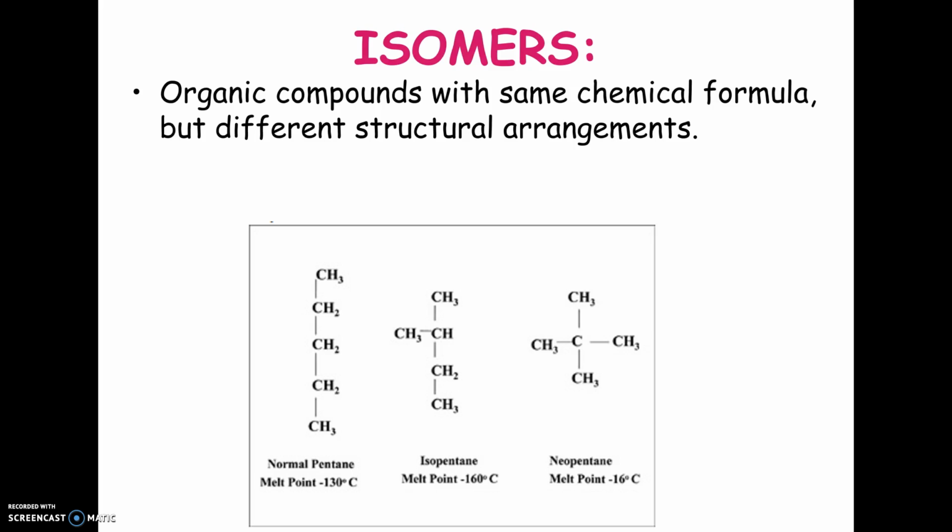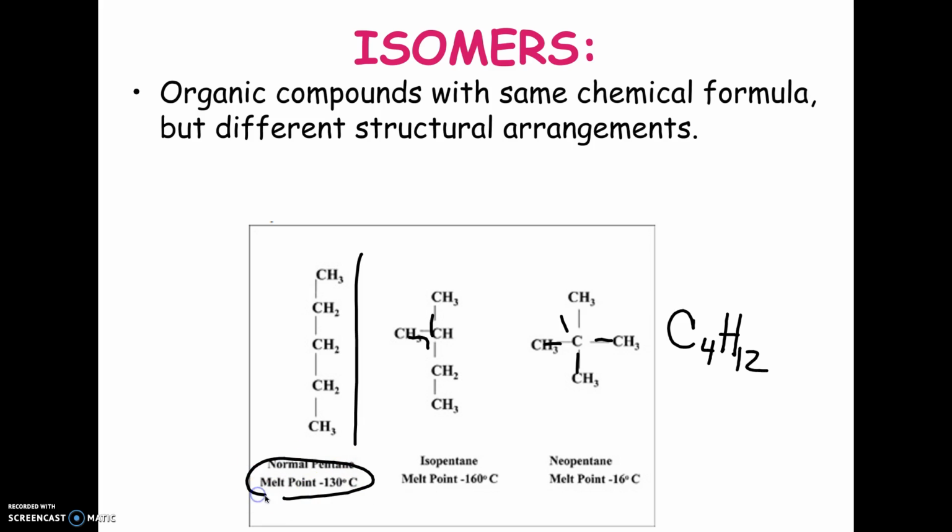And here's an example down here of three isomers. If you counted up, you would see that all three of these are C4H12. But you'll notice that one of them is just a straight chain, one of them has a branch, and one of them has basically 4 branches around a central carbon. Now, in this particular case, you'll notice that one thing that it changed was their melting points. One of them has a much, much lower melting point than the other.